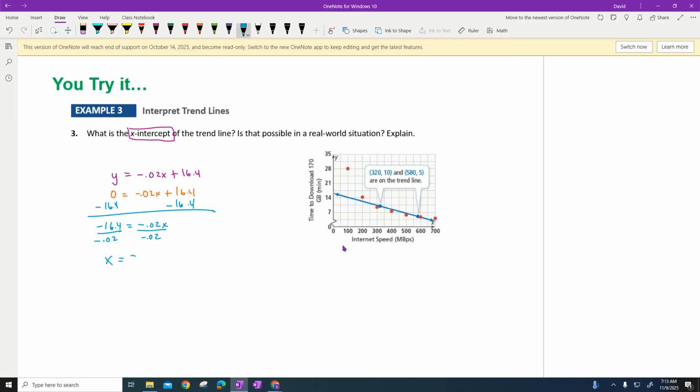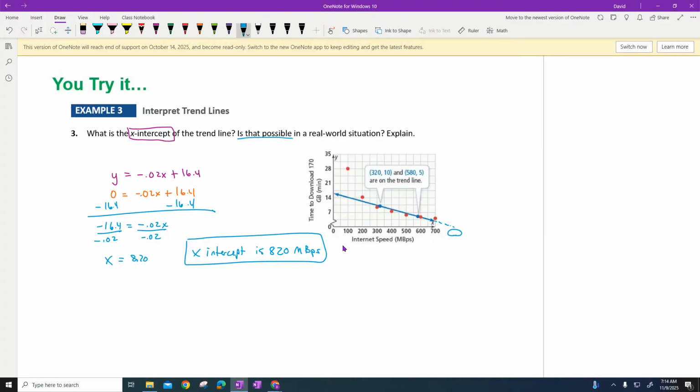I'm getting x is 820. So my x-intercept is 820 megabytes per second. Okay, so that little line would be coming down here, and that's a pretty good estimate. It's going to be out here at 800 and something.